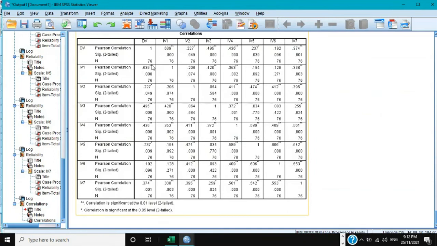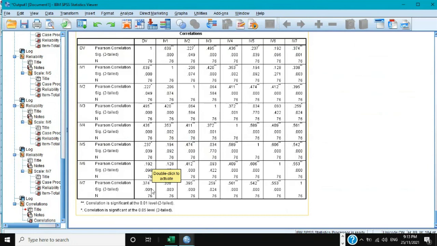Practically, we have the asterisk here, so it means there is a relationship between IV1 and DV. There is one asterisk, which is good, two asterisks, one asterisk, and if you look at IV6, there is no asterisk at all. So what is the meaning of that? It means there is no relationship between IV6 and DV. I'm going to say it again: there is no relationship between IV6 and DV because there is no indication of a significance level here, since there is no one or two asterisks.